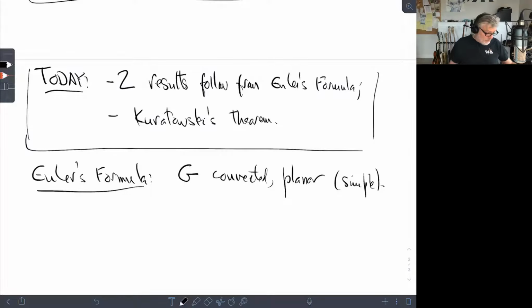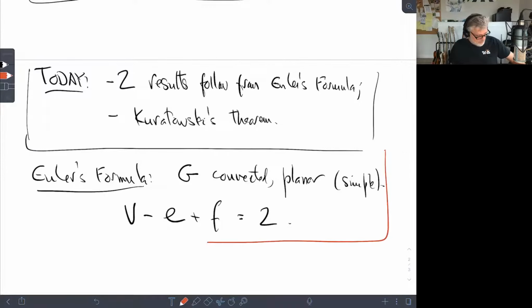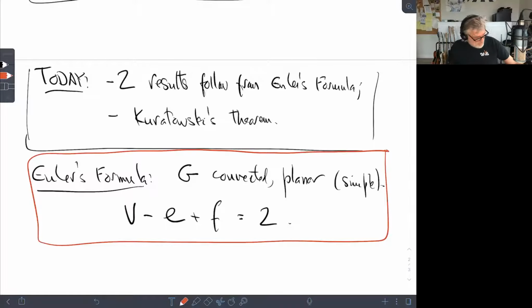So what is Euler's formula? It says that if you count the number of vertices in this graph and you subtract the number of edges and you add the number of faces in some planar representation, you will always get 2. Okay, so this is Euler's formula, which we proved last time.